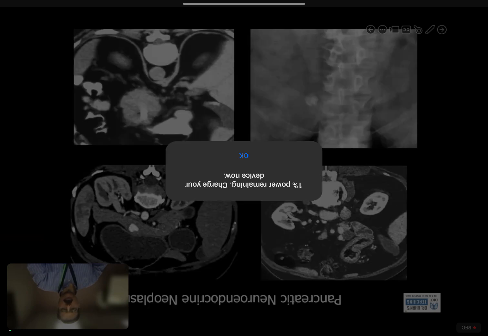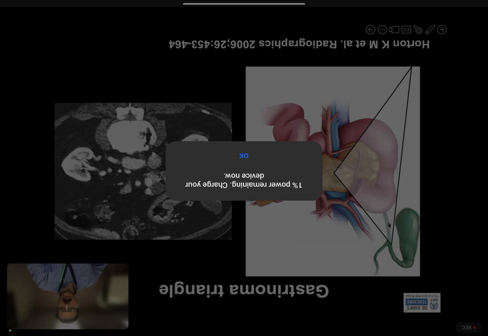Pancreatic neuroendocrine tumor, two things which you have to remember, which is slightly different than a pancreatic carcinoma: that they will enhance in the arterial phase. You see this? And calcification is more common in pancreatic neuroendocrine tumor. This diagram should be etched in your memory. It's an exam diagram. Remember this. The eye sees what the mind knows.